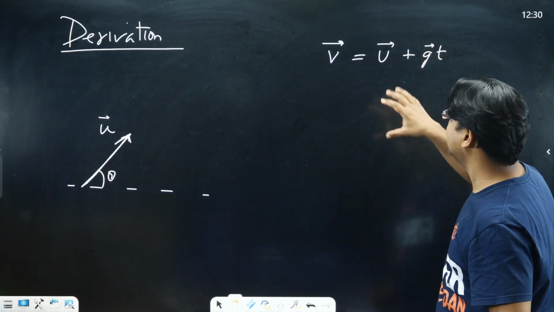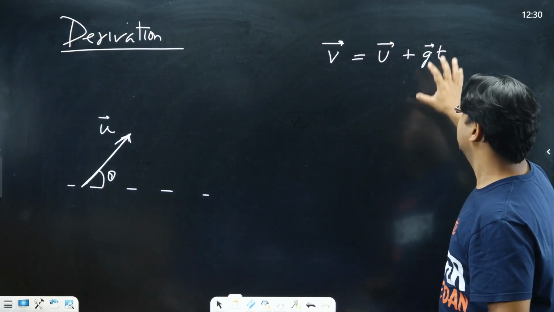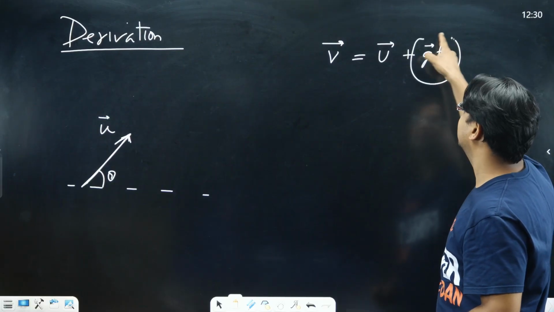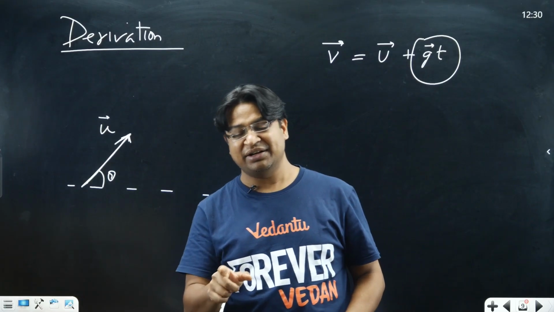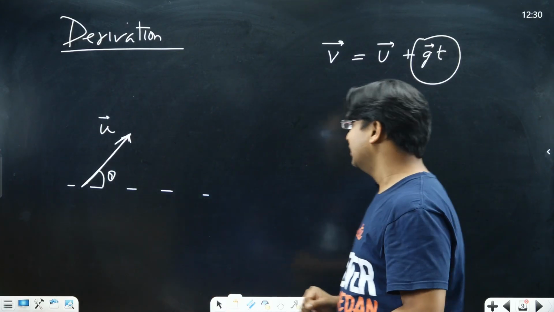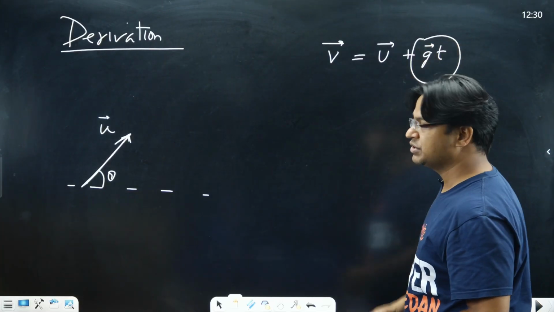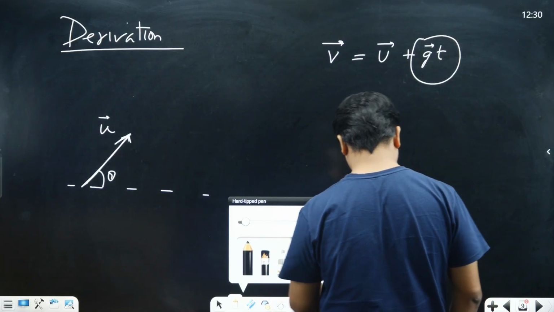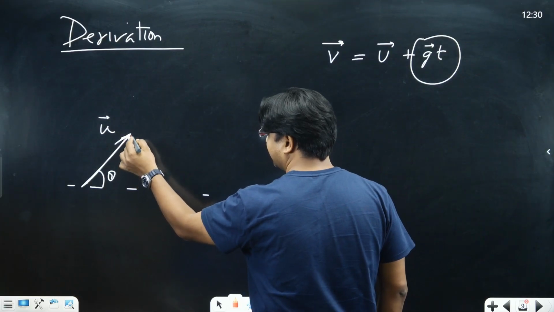So what we understand is that u vector is a constant vector, but gt vector is increasing in magnitude with the passage of time, and it is a vertical vector. At t equal to 0, right after projection, this value was 0, but as time passes, this vector is increasing in length. Do you understand this?